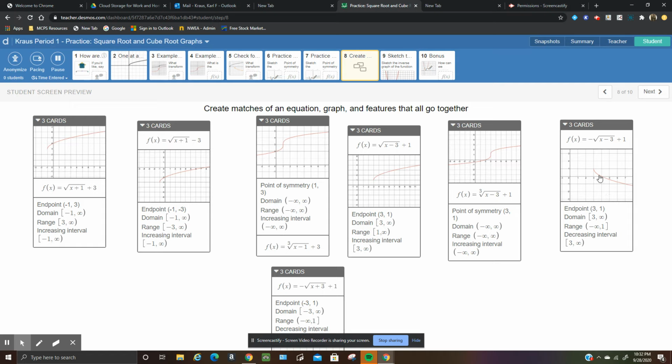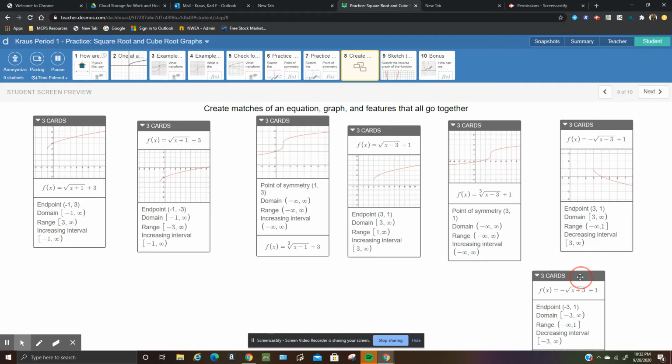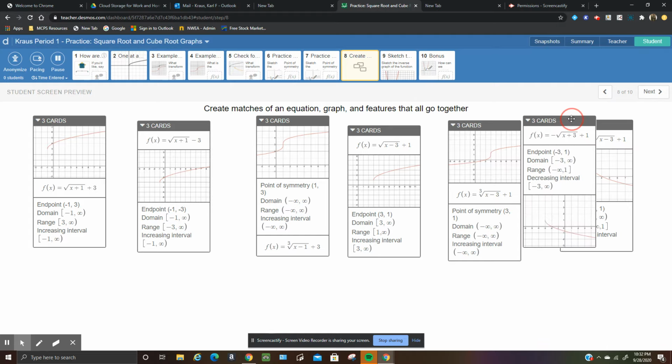Here, 3, 1, and then the reflection, that's right. And then this one, process of elimination should be right. So move it up here for a second. So reflected, -1, -3, 1, domain is right, range is right, decreasing is right. So everything is correct.